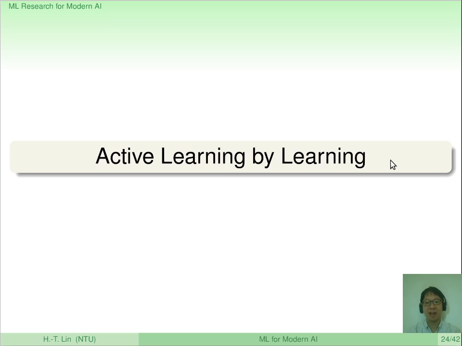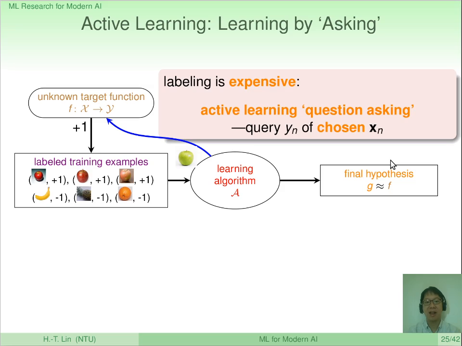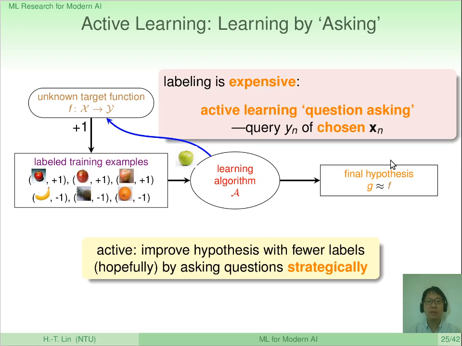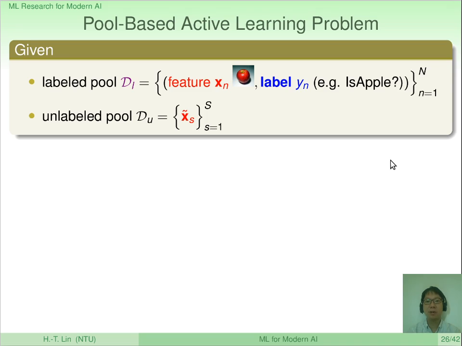That's my first story. And in the second story, I want to tell you about active learning by learning. Active learning is a machine learning protocol that allows the machines to ask questions, much like how we want our students to ask questions in class. We will talk about a particular active learning protocol allowing the machines to ask questions about the label of some unlabeled example. The goal is to improve the classifier obtained, the hypothesis obtained, with fewer labels by strategically asking the questions. And this is the protocol we'll think about.